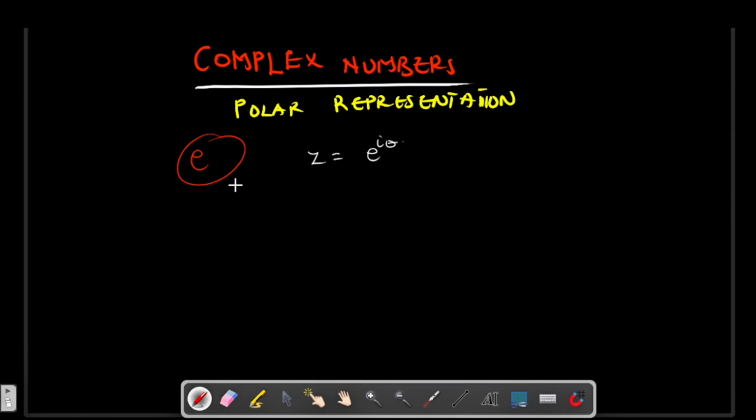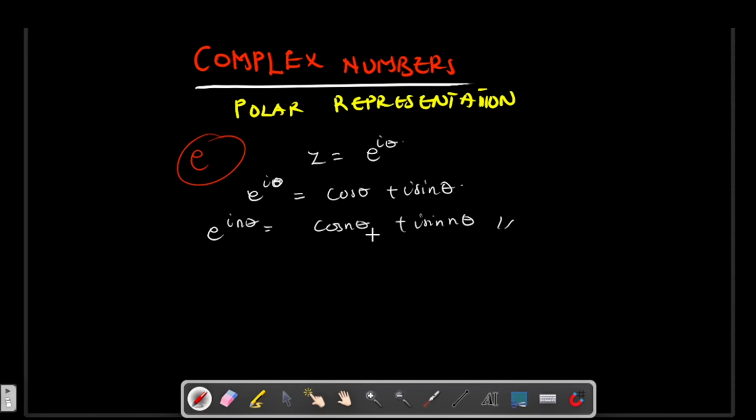Now when I say e to the power i theta, in Euler's representation it is simply the same as cos theta plus i sin theta. So if I have e to the power i n theta, it is the same as cos n theta plus i sin n theta. As simple as that.